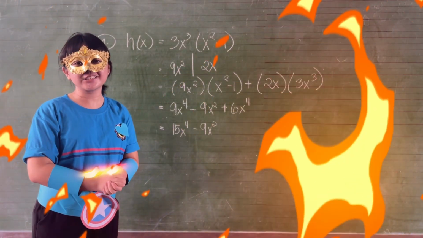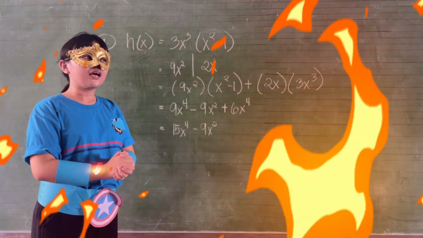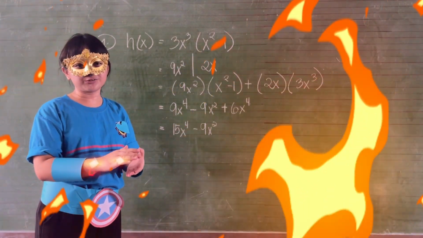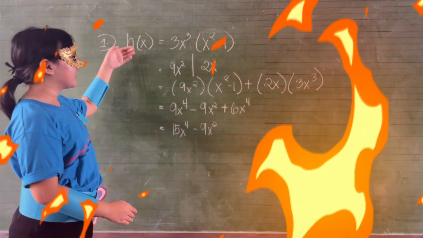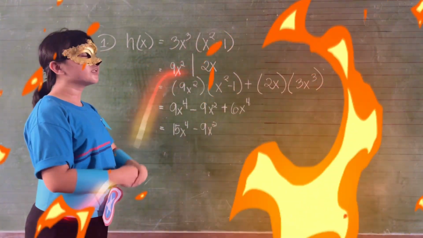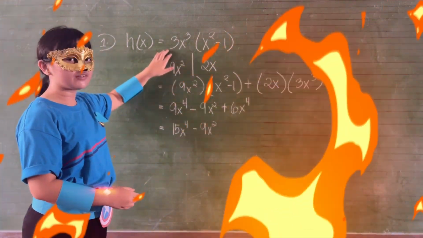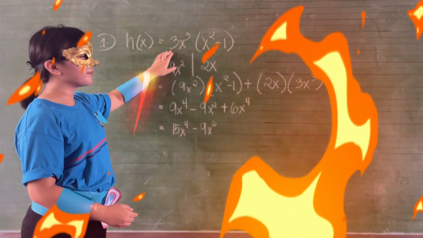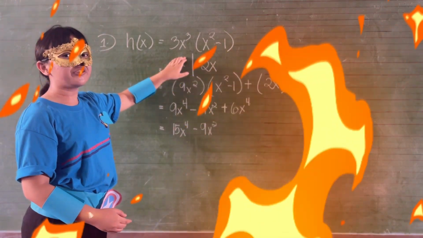So now we're going to solve using the differentiation rules. But the first rule that we're going to use is the product rule. Now we have this function h of x equals 3x cubed times the quantity x squared minus 1. So what we're going to do first is find the derivatives of each term. The first term is 3x cubed. So how do we find the derivatives?